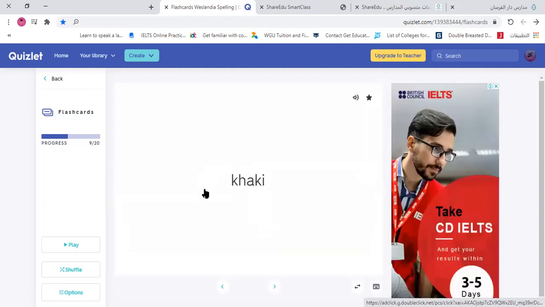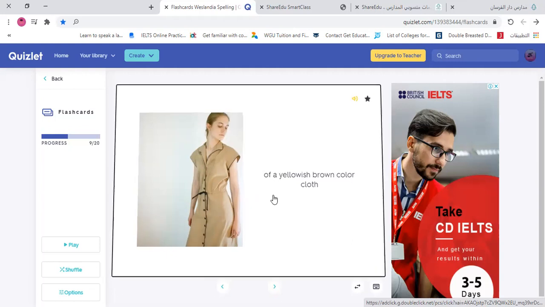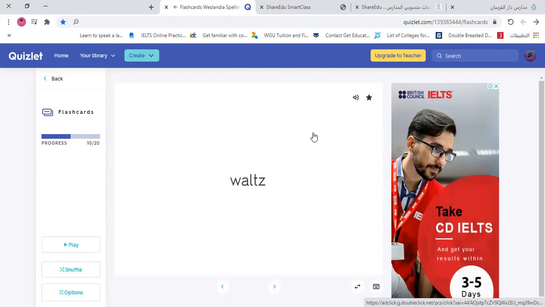Yes. Then we have khaki. Khaki is a type of color. This color comes from the Persian language, the Iranian language. It's a color between yellow and brown. We call it yellowish brown. In Arabic, we call it khaki or beige. So khaki is a type of color that came from the Persian language, and it came to English as a brown color cloth. Then we have waltz.